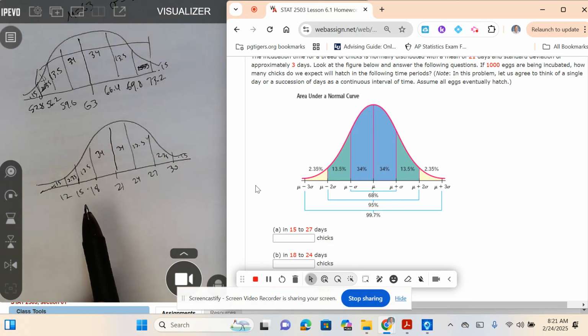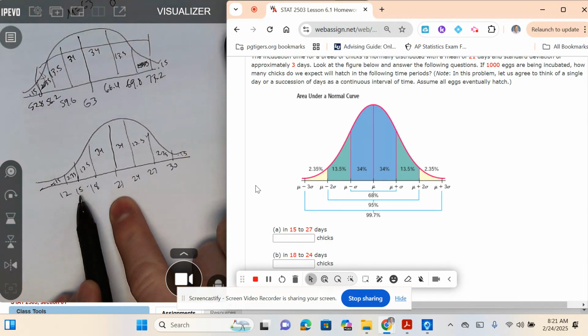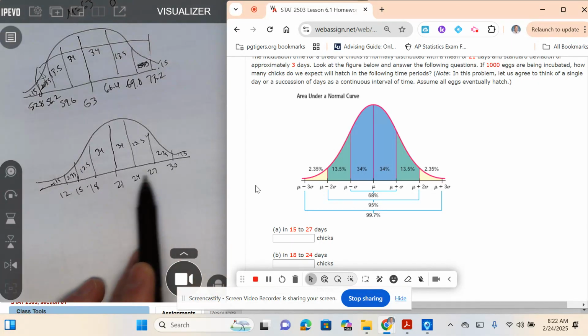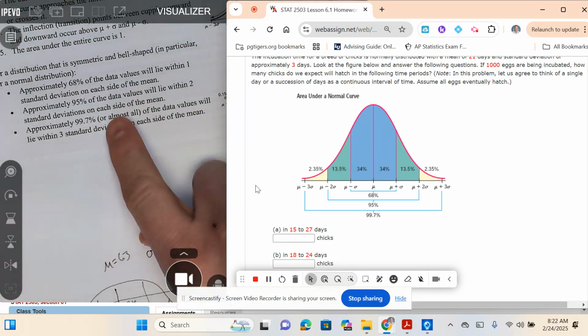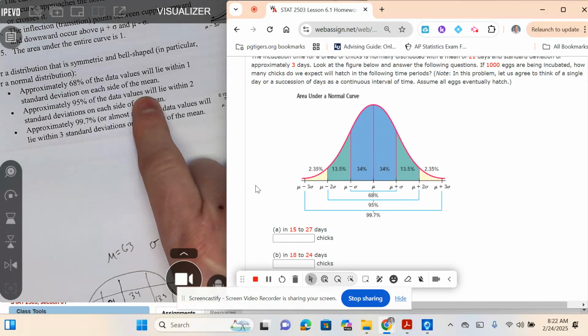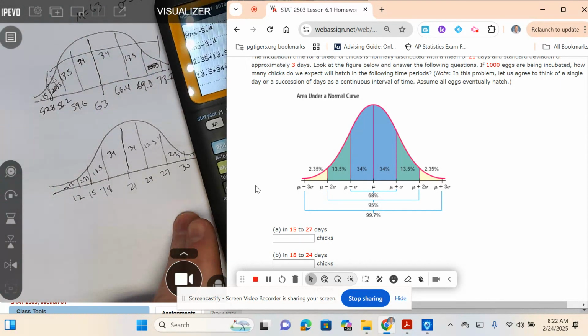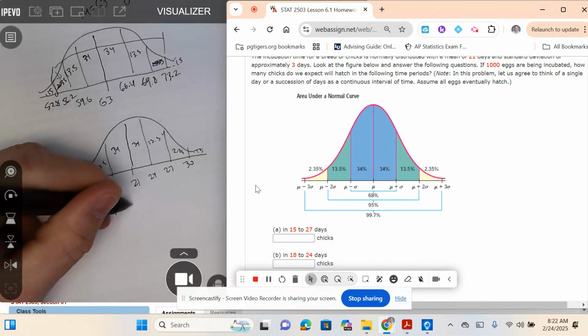15 to 27 days. So let's first talk about this. Let's find the probability. What is the probability that you're between 15 and 27? 15 is how many standard deviations below the mean? 2, right? 27 is how many above? 2. So if you're from 2 below to 2 above, what percentage is that? 95%. I could add these up, but it's 95%.